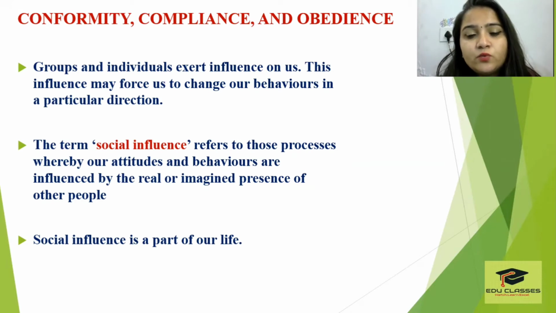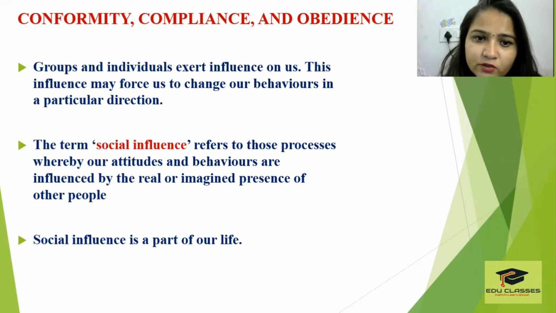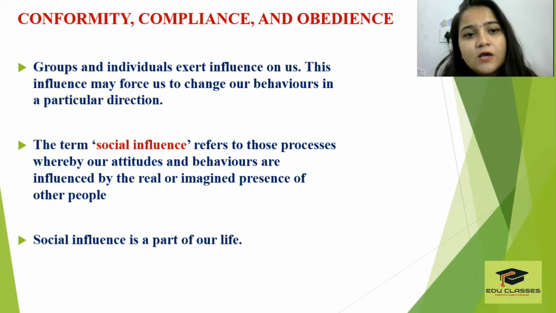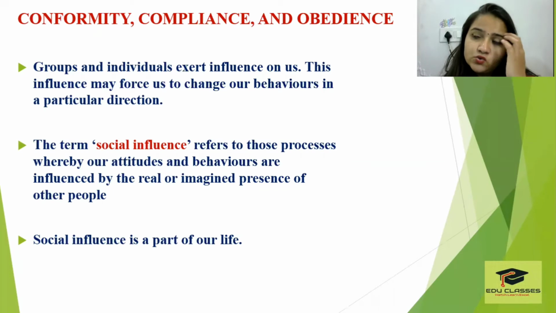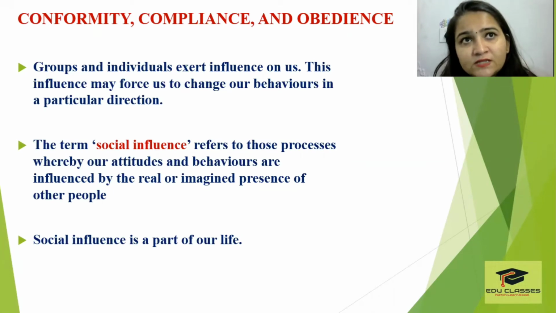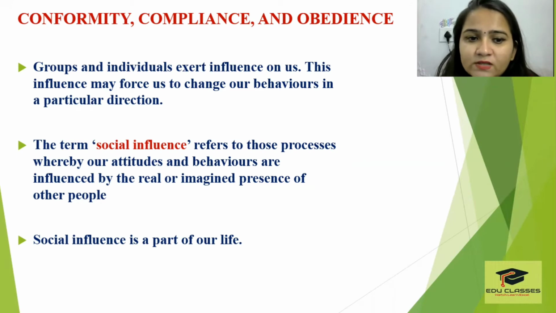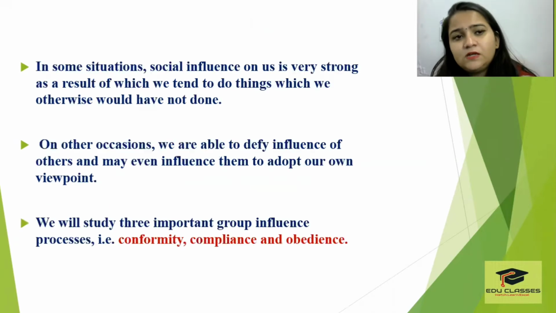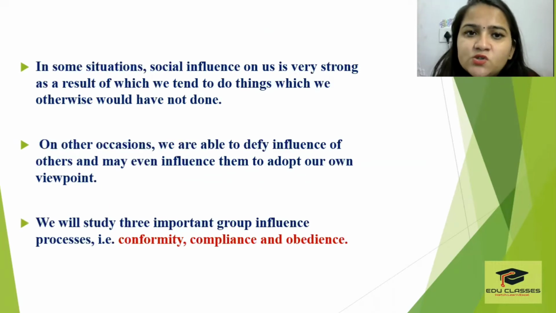The term social influence refers to those processes whereby our attitude and behavior are influenced by the real or imagined presence of other people. So social influence उसी term का नाम है जो process ये बताती है कि क्योंकि हमें ऐसा लगता है that there are people who are present around us and therefore we change our behavior. This is known as social influence, and this is a very common part of everybody's life, right? In some situations, social influence on us is very strong, as a result of which we tend to do things which we otherwise would not have done.